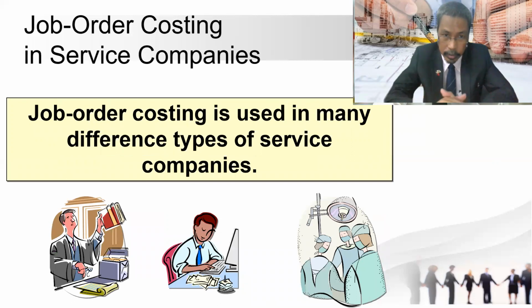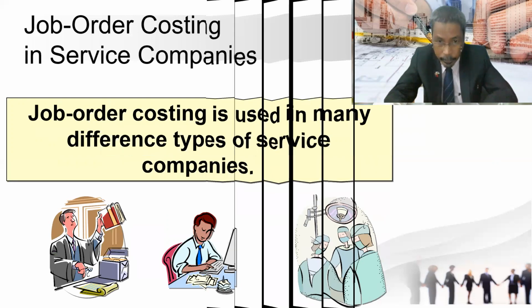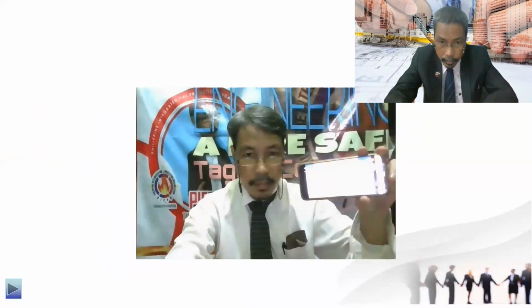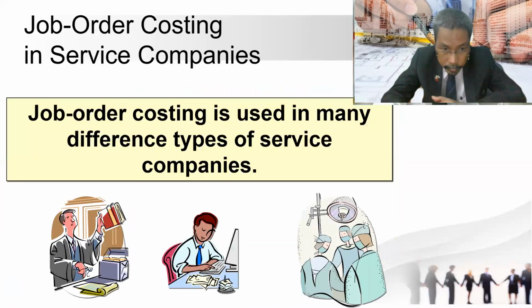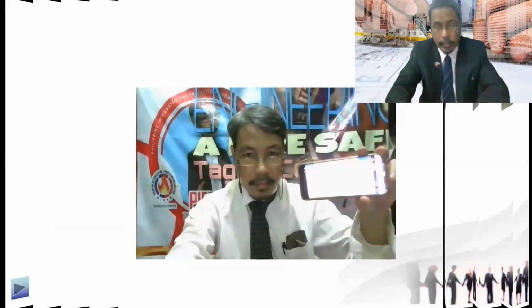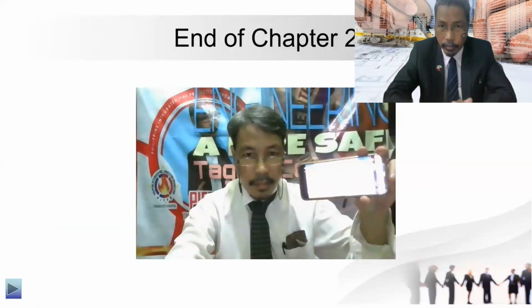Job order costing in service companies, for example, in a shop. Job order costing is used in many different types of service companies. So, for example, what are those? Automotive shops, hospitals, and engineering construction firms. Those are some of the examples where we can use our job order costing system.